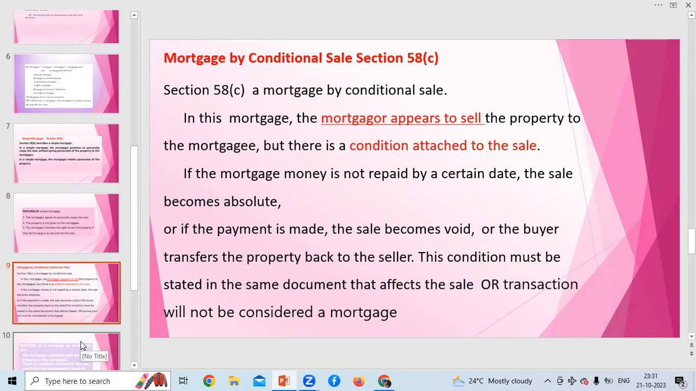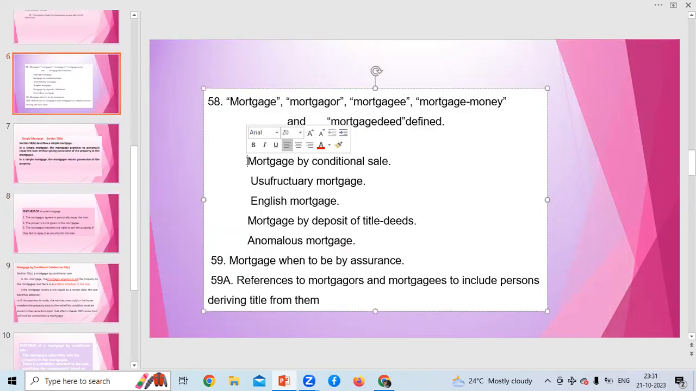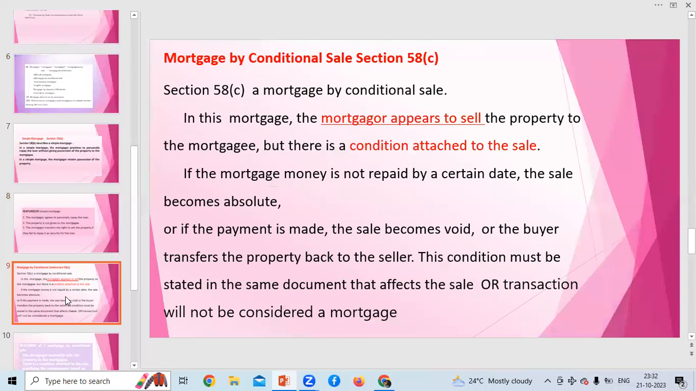Mortgage by conditional sale, section 58C. So 58B is simple mortgage, and 58C is conditional sale. In this mortgage, the mortgagor appears to sell the property to the mortgagee. He is not actually selling the property. The instrument is talking about a sale, but there is a condition attached to the sale. So it is not a plain sale. It is a conditional sale. If the mortgage money is not repaid by the certain date, the sale becomes absolute. It will be final.